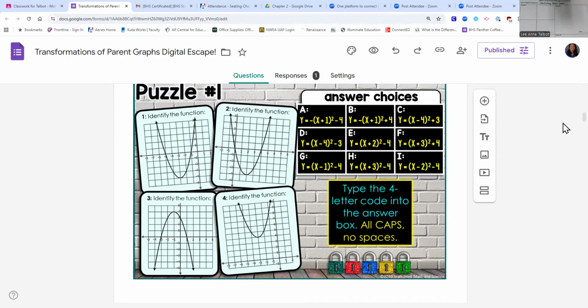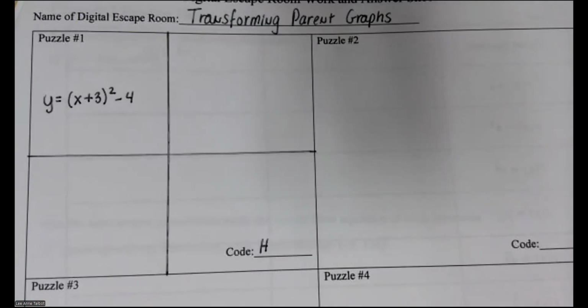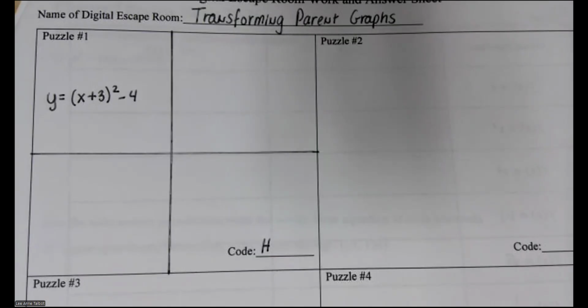H. Okay, so what I expect you to do is write down the equation and put H. So for example, that would be the amount of work I would expect you to show. Do you guys understand the expectations here? Okay, so I'm going to let you work on this together in your groups. Try to get as far as you can.